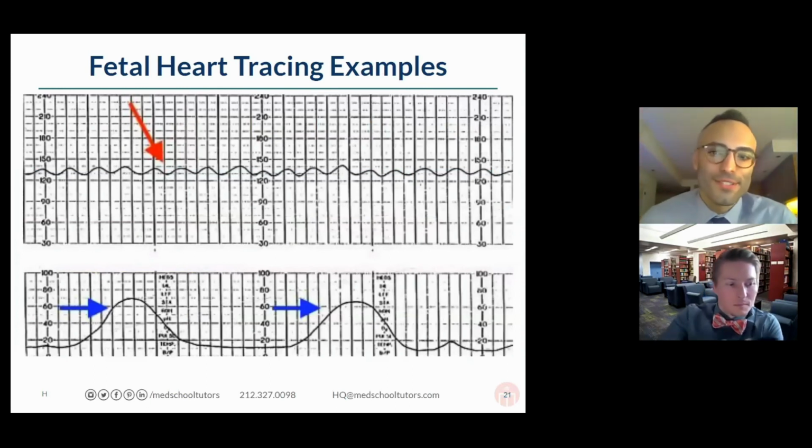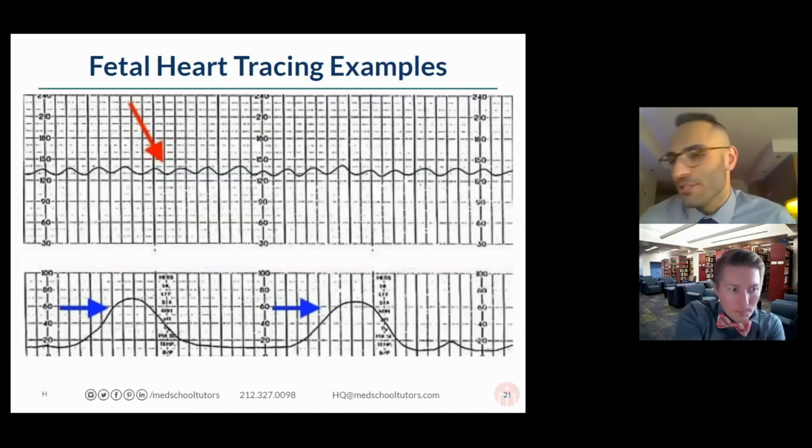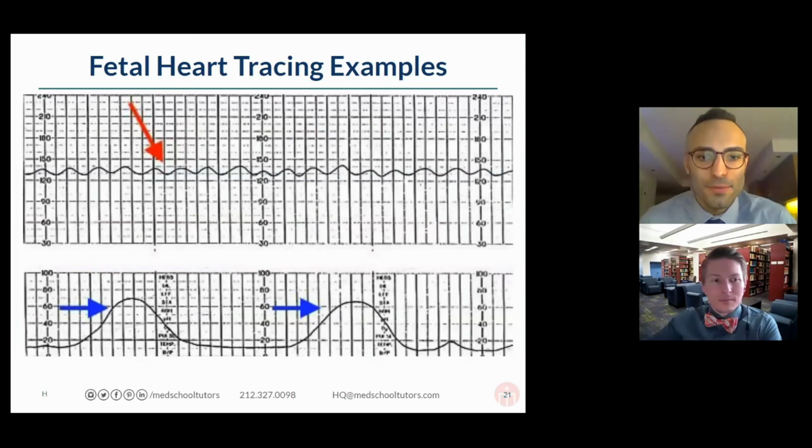All right, so this is an interesting one. I actually had the head of my clerkship at OB-GYN show me this, and I think that this was super high yield, and I think that some of the books actually don't mention this. So who here can tell me this characteristic pattern that you see on the fetal heart tracing?